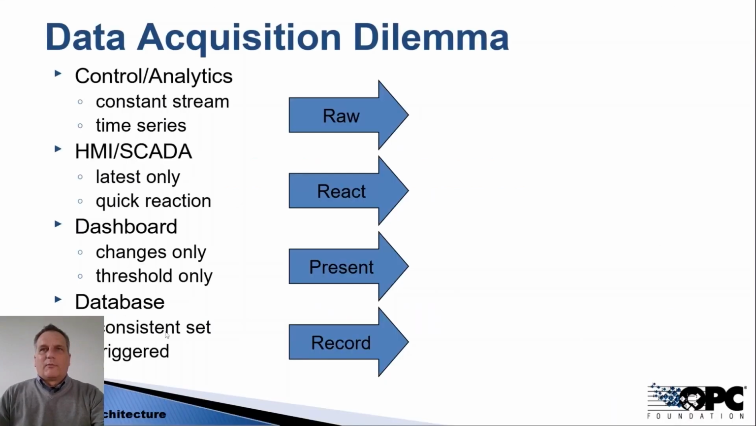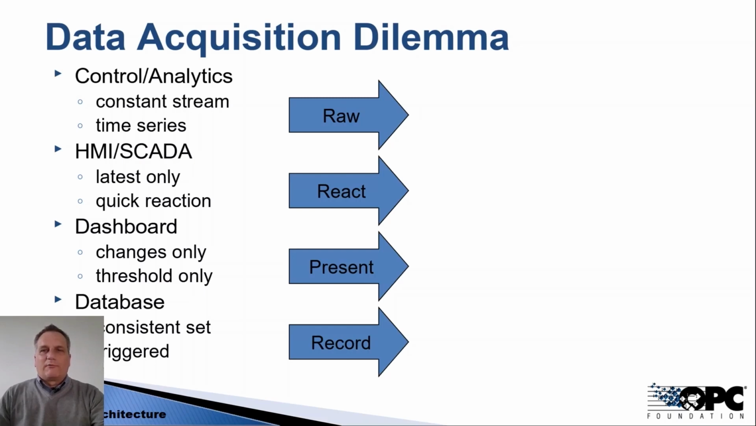First of all, whenever doing data acquisition, the dilemma is that we have different use cases and different requirements that we need to fulfill. One is for control applications and analytics. We typically need a constant stream of data or time series of data that we call raw data. Then we have the HMI SCADA that typically wants to have the latest only for quick reaction.